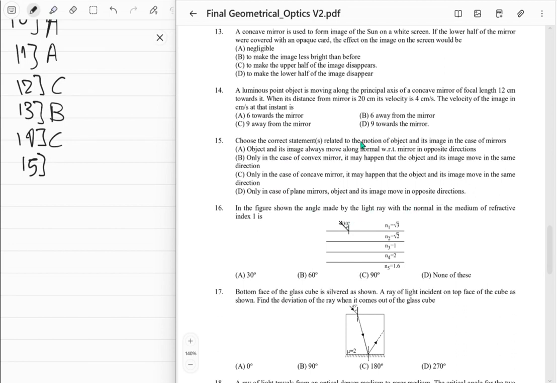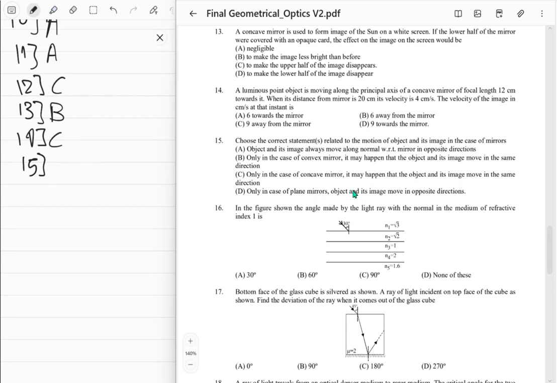We want to choose the correct statements. So A is also wrong: along the normal with respect to the mirror in opposite. No, they also have a y velocity. Only in the case of convex mirror, it may happen the object and image move in the same direction. Are we talking about a point object or something? No, okay, so B and C are just really wrong.